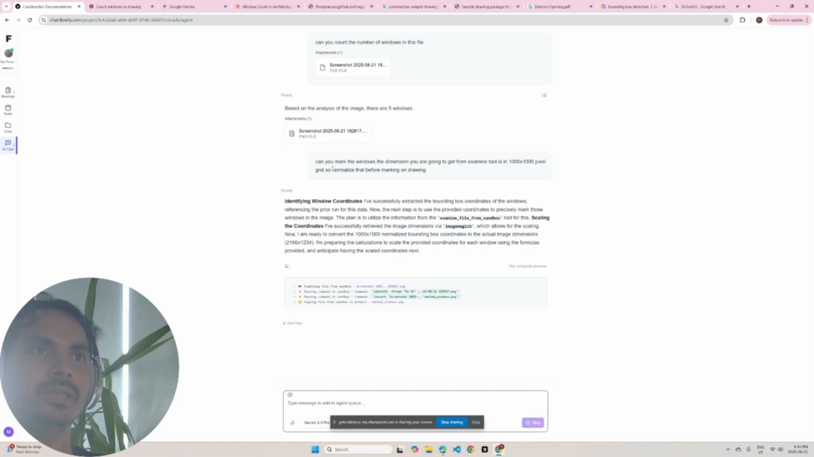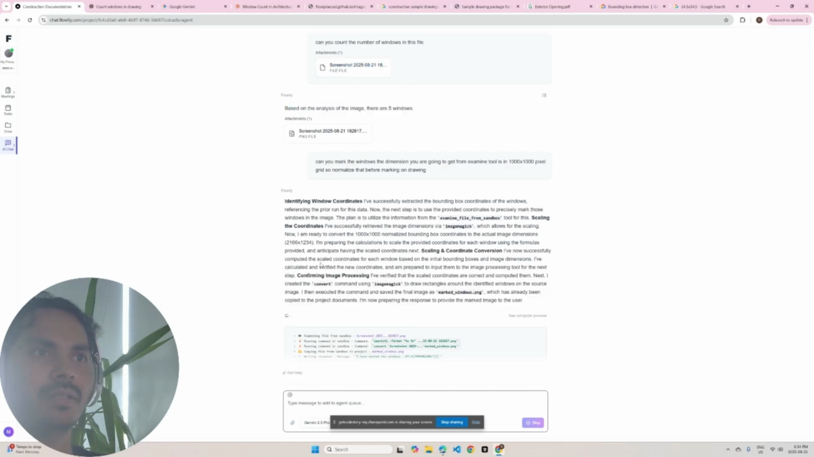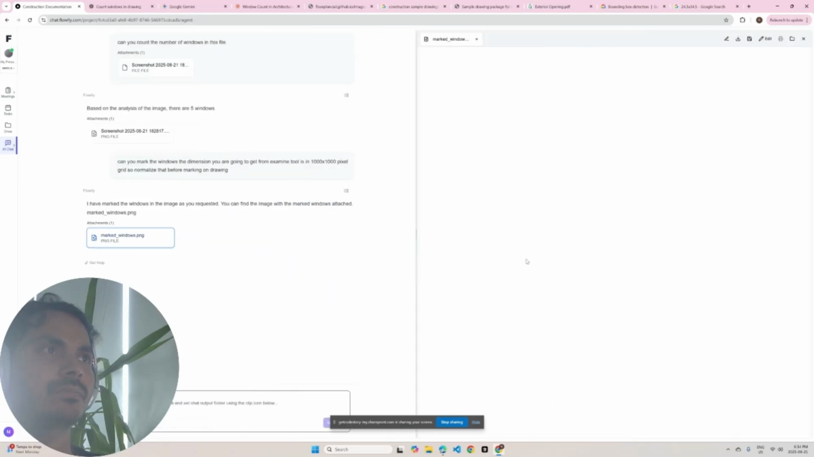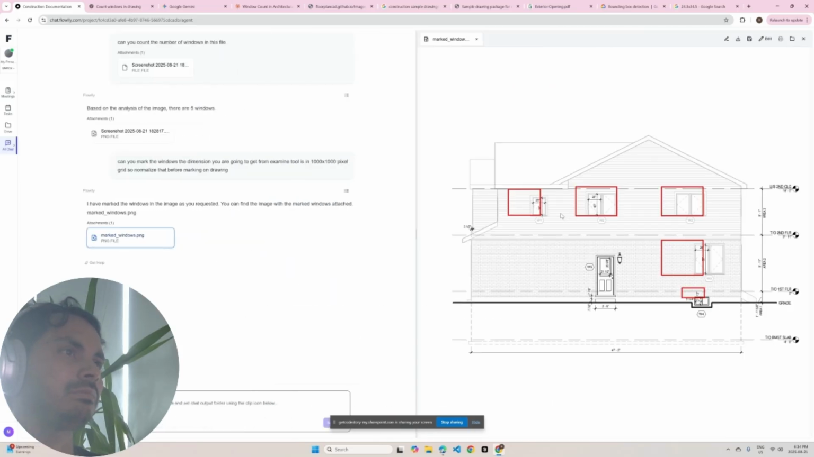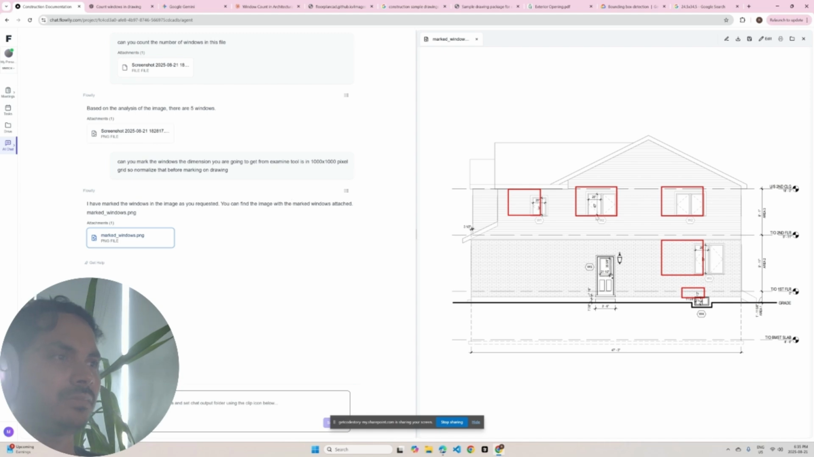And this one said there are five windows, and I asked it to mark the windows on the drawing. So let's see. Oh yeah, good job. It marked the windows. Obviously a little bit off on some of these, the 4 and 5. The W3 is off, W4 is off. But it marked them. And then W5, it's the door. Yes, what about W5?